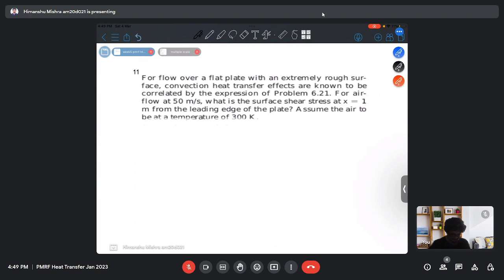We have a flow over a flat plate. Over a flat plate with an extremely rough surface, conduction heat transfer effects are known to be correlated by some expression. Let's solve this question in the next class because I have not written the expression here. I will start the next class from this question. I will get the relation, and that relation will be useful to determine the heat transfer coefficient.